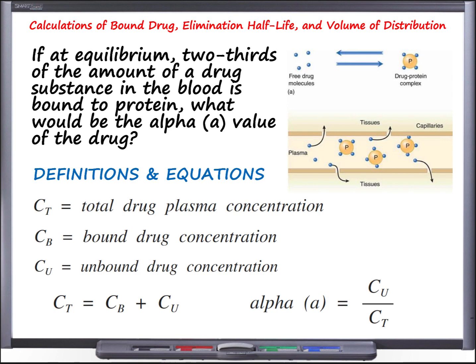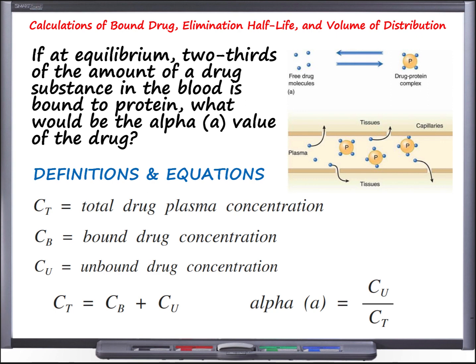So with that as a background, this importance of how much of a drug is bound versus unbound, let's read this question and see if we can approach it. It says, if at equilibrium, 2/3 of the amount of a drug substance in the blood is bound to protein, what would the alpha or A value be for the drug? Okay, now I haven't explained what an alpha value is, and we'll get to that, but let's go through some other definitions first to even get to understand what an alpha value is.